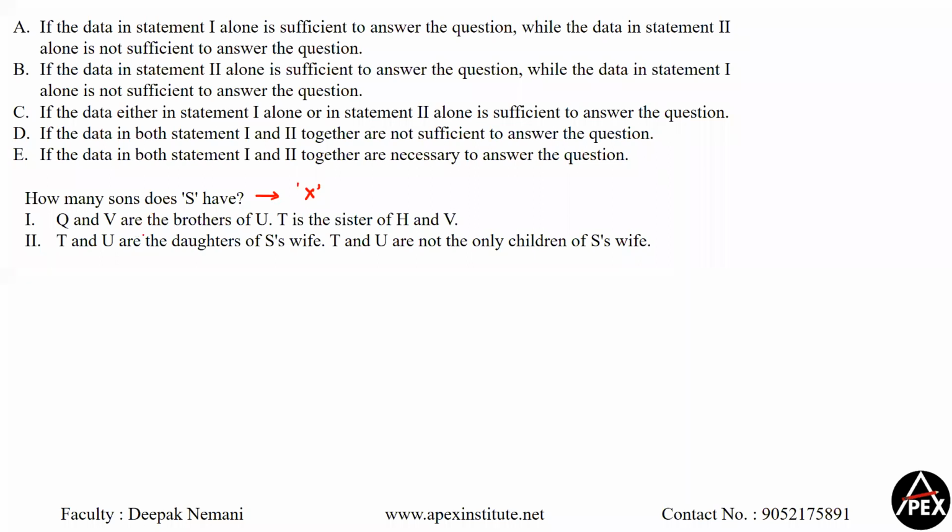Now Q and V are brothers of U. If I consider U here, we do not know the gender of U. Q and V are brothers of U, so I'll be using plus for brothers. T is sister of H and V. So T is a sister of V, and H is a sibling of V. We do not know, H can be either sister or brother. Now, with statement one alone, can we answer this question?